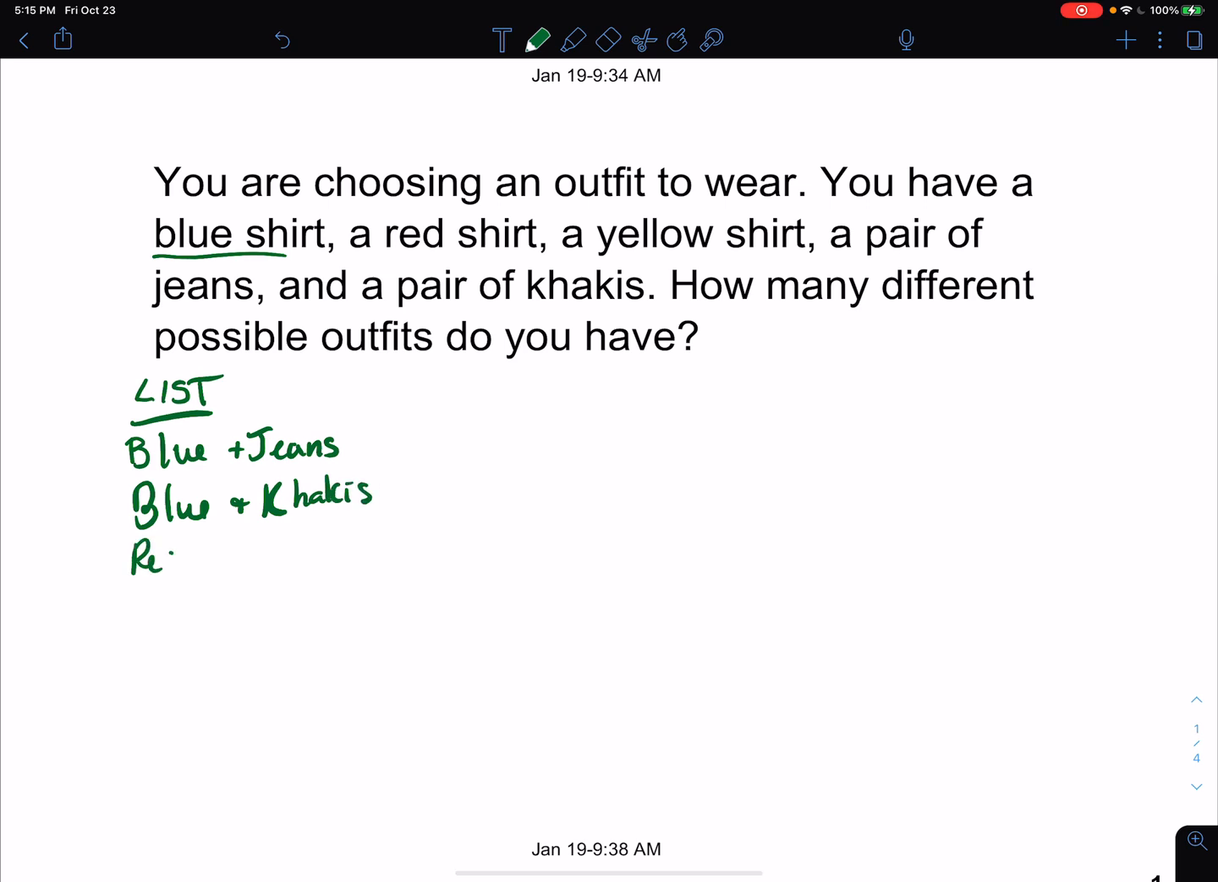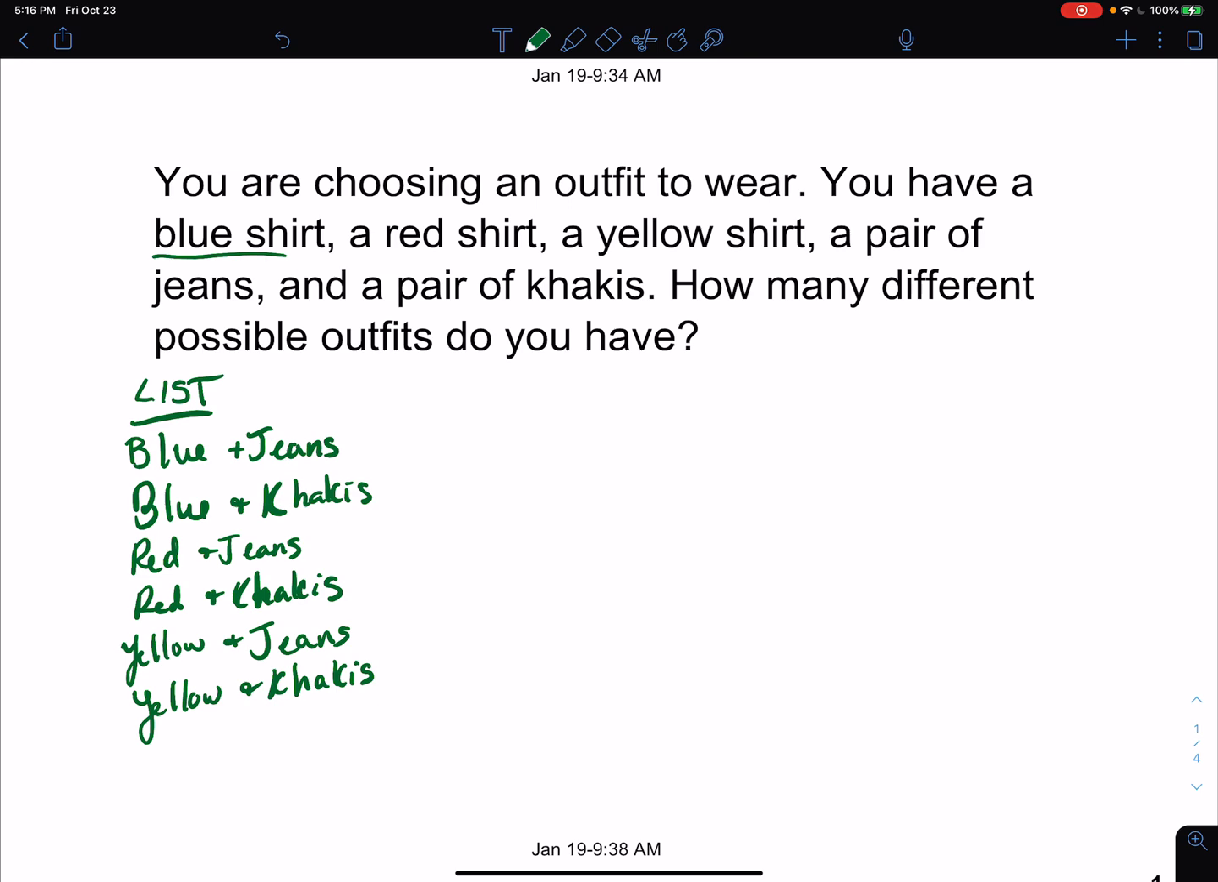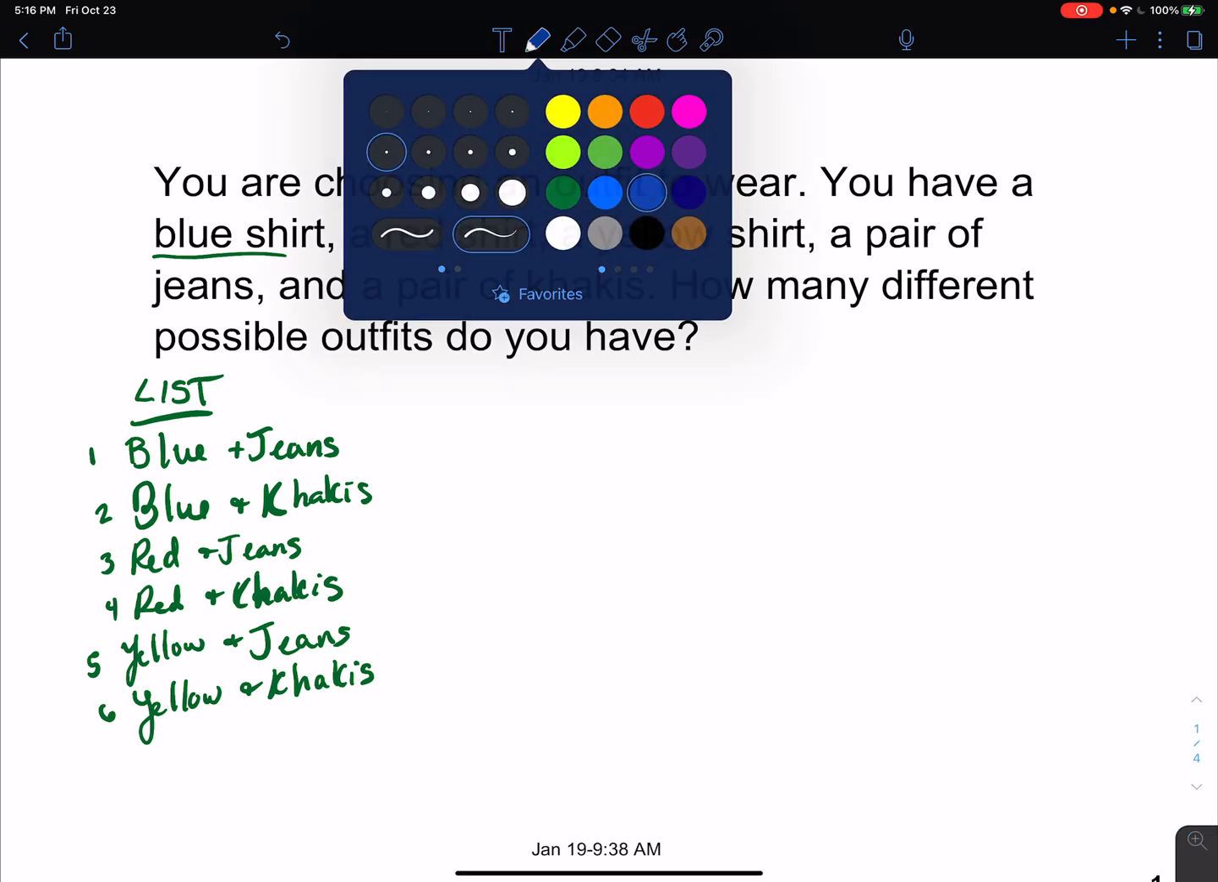And then I could move on to the red shirt. I could wear that with jeans, or I could wear that with the khakis. And then last I have that yellow shirt, and I could wear that with jeans, or I could wear the yellow shirt with khakis. Right, my ordered list gives me a good way to see all of the different options. And then I could just count them up. There's 1, 2, 3, 4, 5, 6 different options for the outfits.